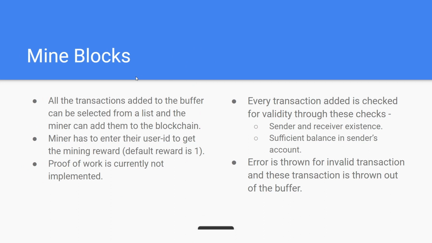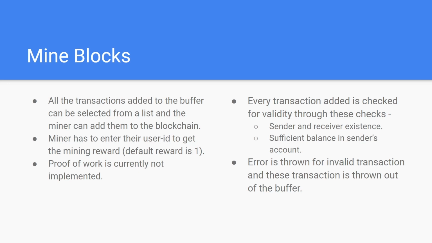Let's move to the next key feature, which is mine a block. All the transactions added to the buffer can be selected from a list and the miners can add them to the blockchain. The miner has to enter their user ID to get the mining reward. The default reward we have set is 2. Proof of work is currently not implemented.